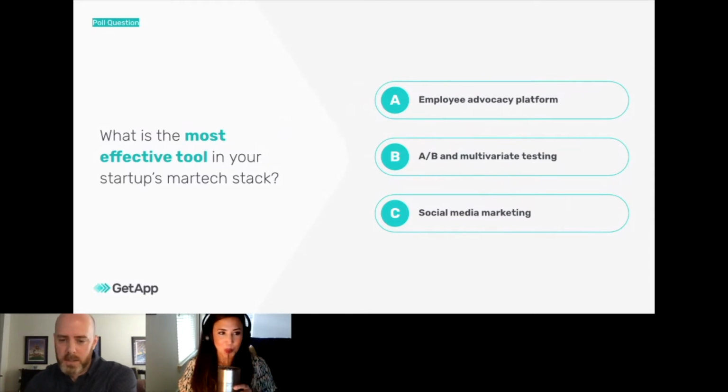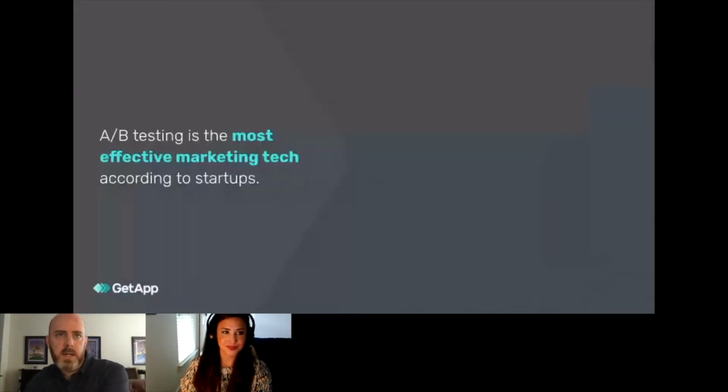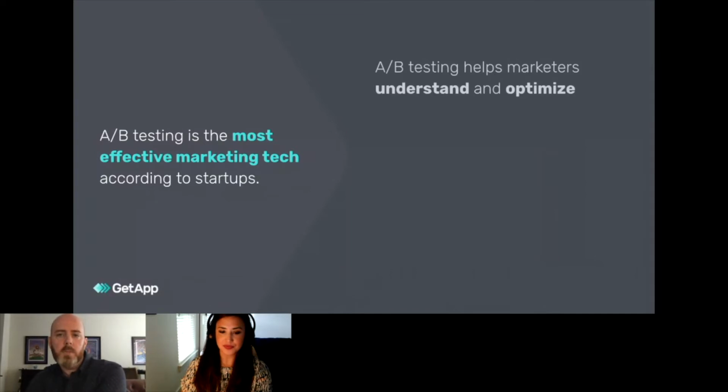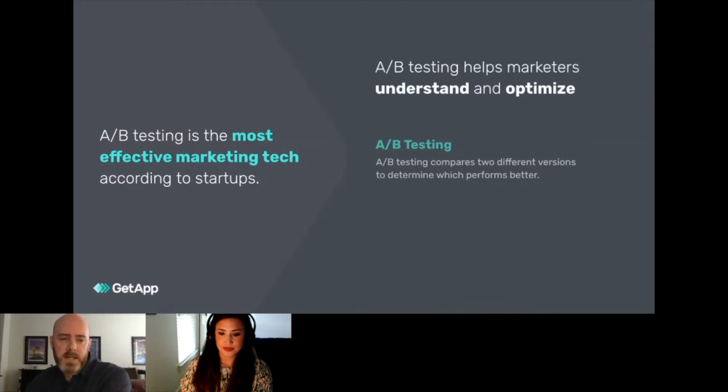Social media marketing did well, but overall the #1 tool was A/B testing. This was found to be the most effective marketing technology, according to startups. A/B testing, if you don't know, helps marketers to understand and optimize the customer experience. So A/B testing, basically, it's an experiment where you can test 2 different versions of the same thing to see which one performs better or converts better.